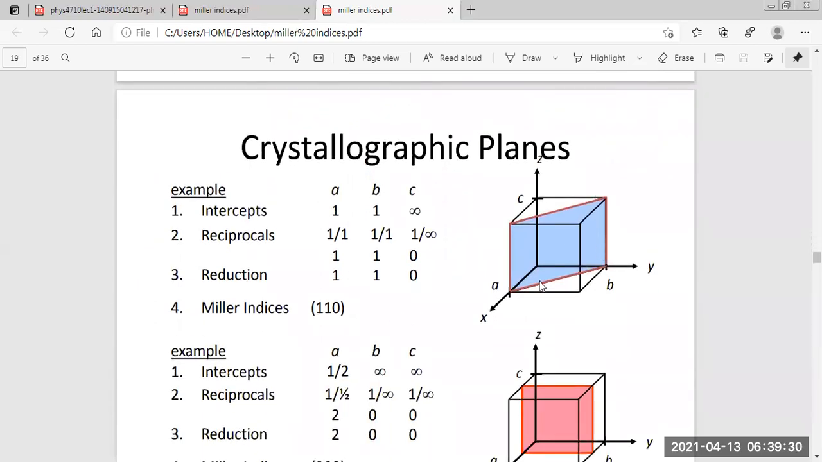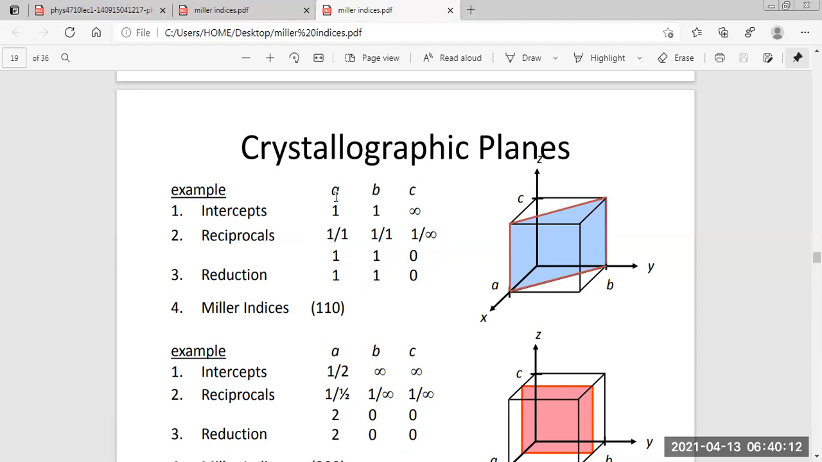Now you can see this. If this is the plane, this is the x-axis, y-axis, and z-axis, and A, B, C are the dimensions of the unit cell along the x, y, and z axes. This is the plane for which I need to evaluate the Miller indices. This plane is cutting the x-axis at A, and cutting the y-axis at B, right? So first of all, I locate the intercepts. What are the intercepts? A, B, C.